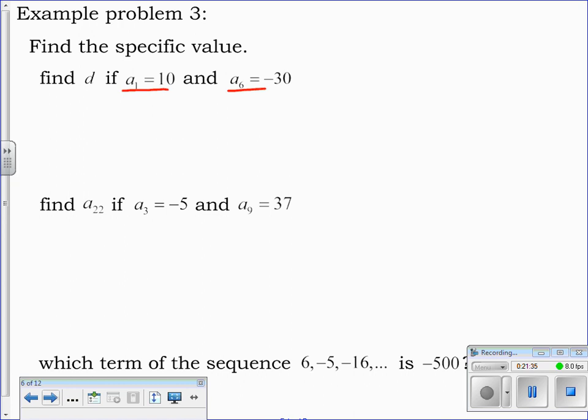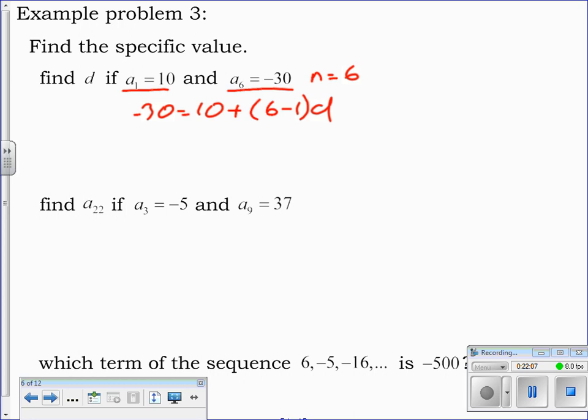I know what the sixth term is, and I know what n is, 6. I have 3 of the 4 things in my formula. Plug 3 of those 4 things in to figure out what d is. That's what you have to do. So negative 30 equals 10 plus 6 minus 1 times d. Solve for d. That's what that's about.